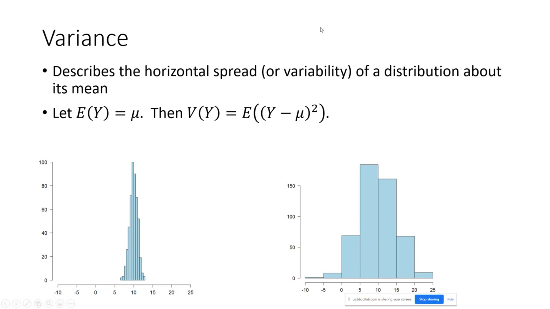So if we let the expected value of y have the symbol mu, then the variance of y has the formula of the expected value of the square of y minus mu.